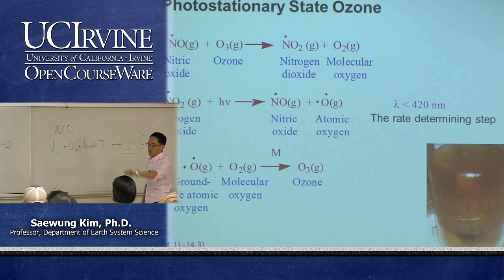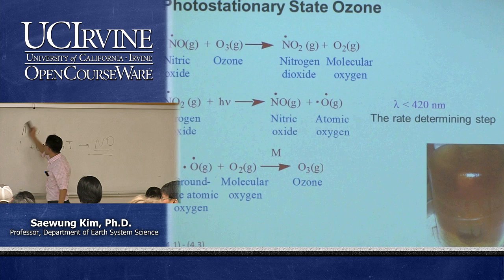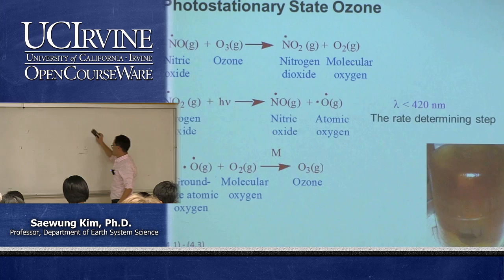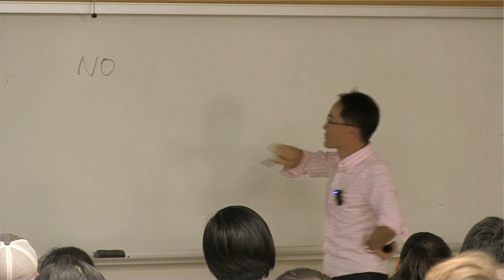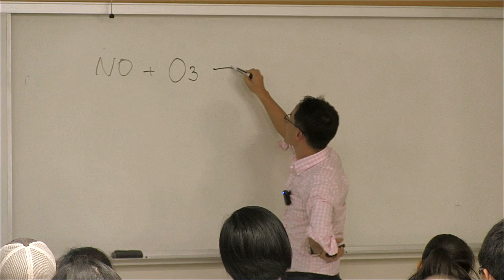So I have 15 minutes to explain this. These are the main chemical reactions of ozone formation in the air that we breathe, what we call the troposphere. So NO coming from car exhaust reacts with ozone, then makes NO2 plus O2.